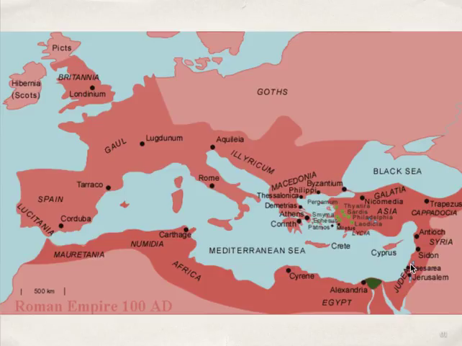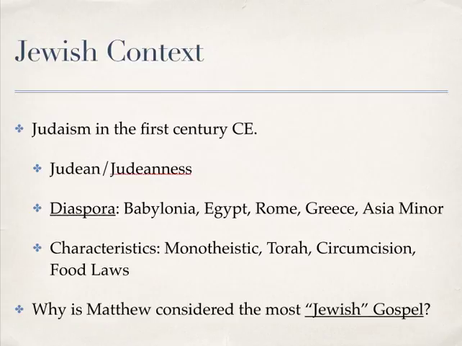Scholars debate whether the Gospel of Matthew was written in this region or in the city of Antioch. And I think we talked enough about it last week to understand that I'm going to argue that the Gospel was written in Antioch due to some of the reasons we find in the letter to the Galatians by Paul. So let's talk about this Jewish context.